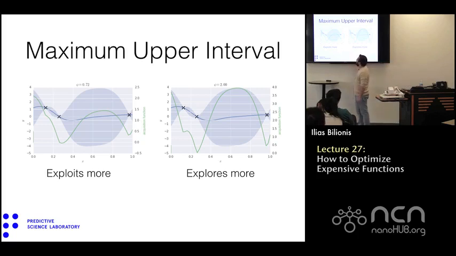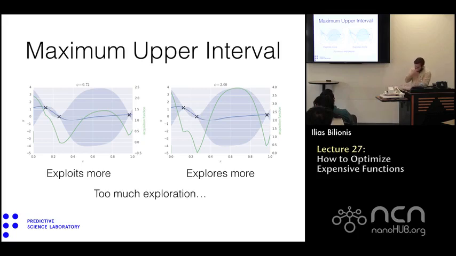Okay, and you can use that psi to either exploit more. If you make it smaller, you're going to exploit more because you will use more information from the mean. If you make it bigger, you're going to explore more. You're going to give more weight to the predictive uncertainty. What's the difference between exploit and explore in this problem? What do you mean by exploit or explore? Okay, by explore, I mean visit regions of the design space that have high uncertainty. By exploit, I mean visit regions of the design space that are likely to give you a high value of f of x.